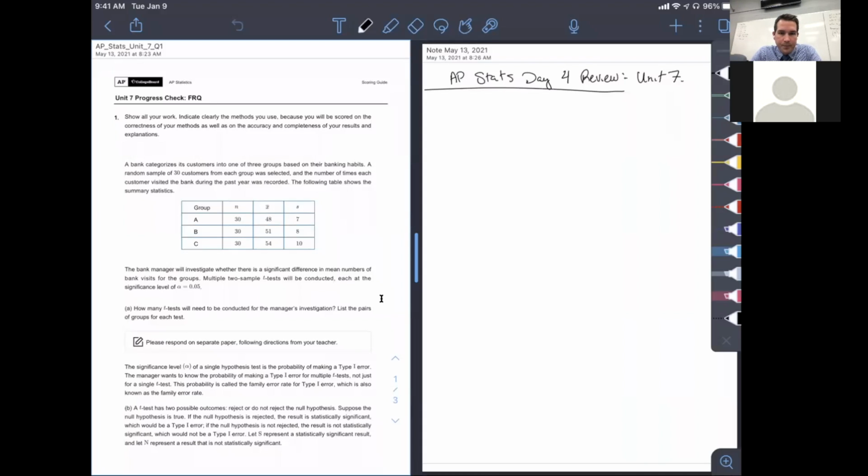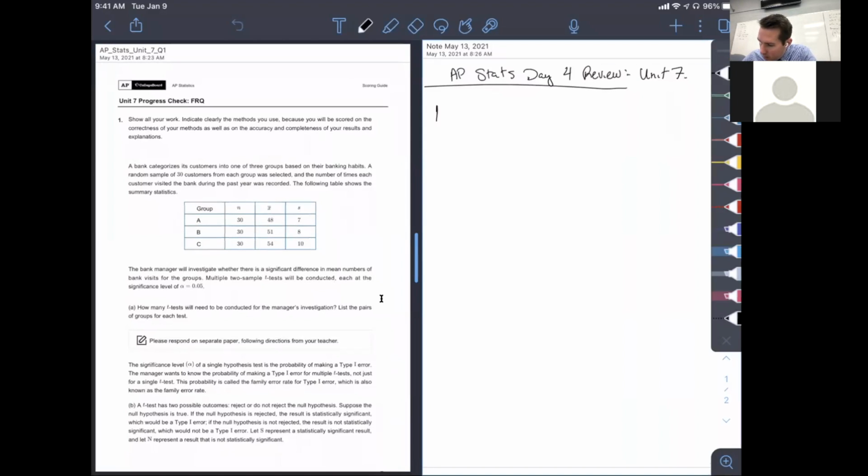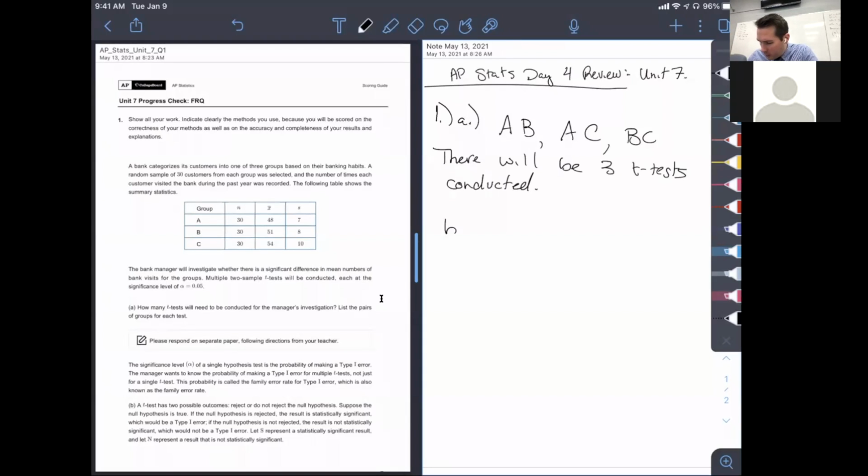So this question, if we want to get a little detail oriented, is how would you pair up these groups? And it's not something where order matters. So let's say 1: if you had a t-test comparing A and B, that's 1. If I had a test comparing A and C, that's 2. And then the last one would be B and C. If I'm comparing the difference of A and B, that should be the same thing as comparing B and A. So there will be 3 t-tests conducted. So that one, it's not really asking a whole lot from us.